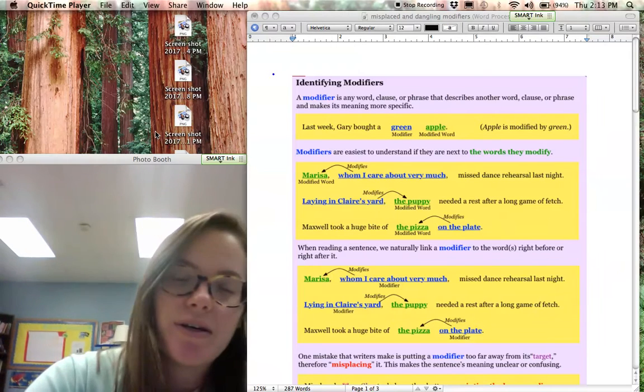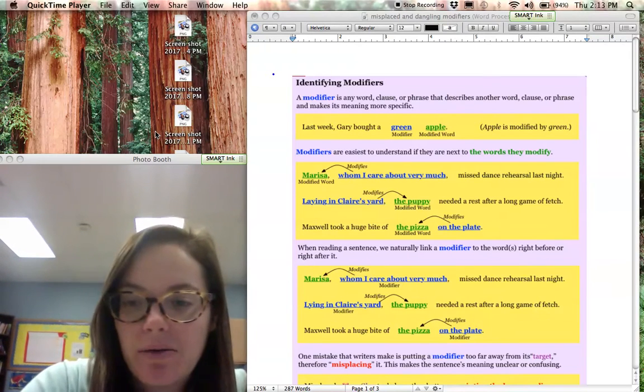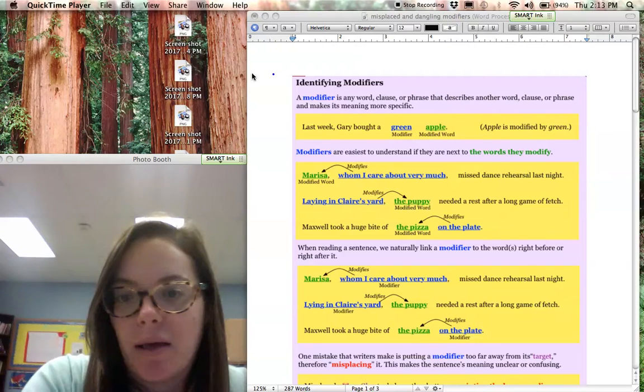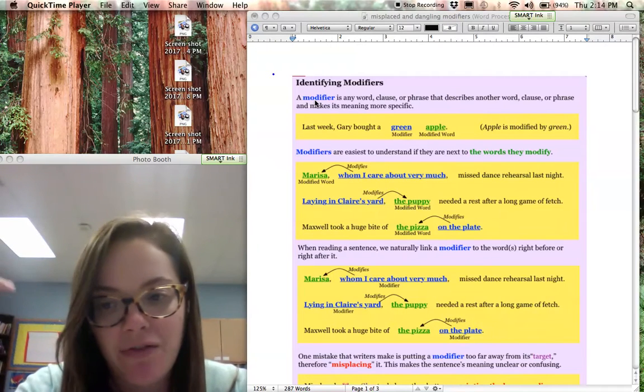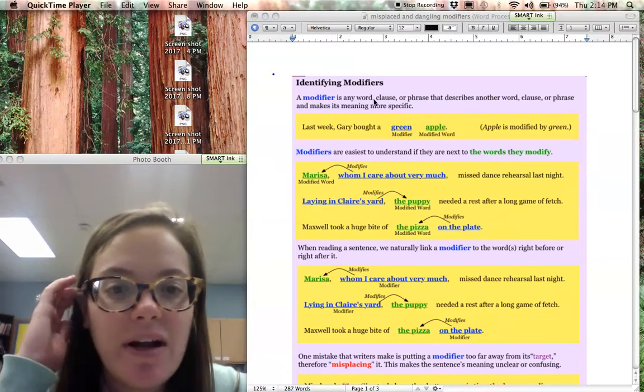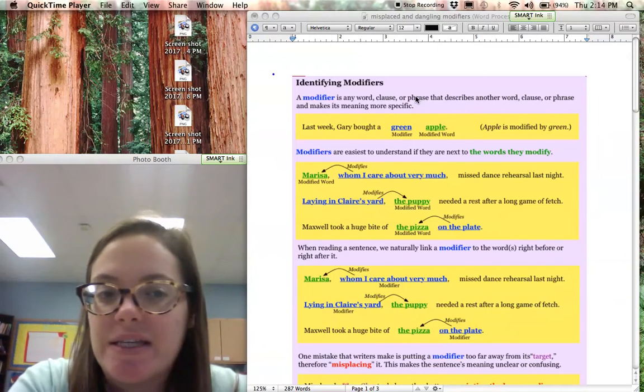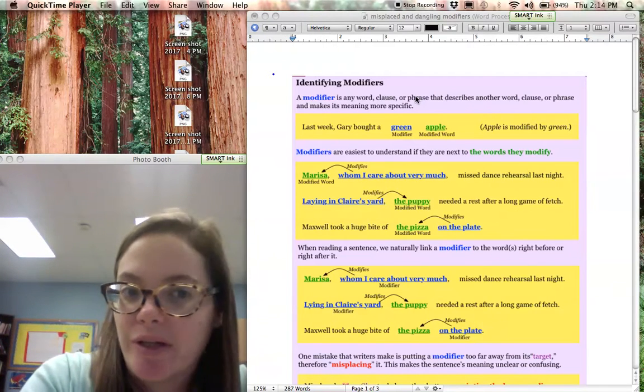Hey guys, so today we're going to be talking about misplaced and dangling modifiers. But before we do that, I want to talk about what a modifier is. A modifier is just any word, clause, or phrase that describes another word, clause, or phrase.